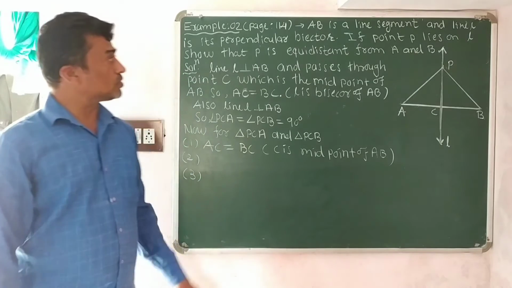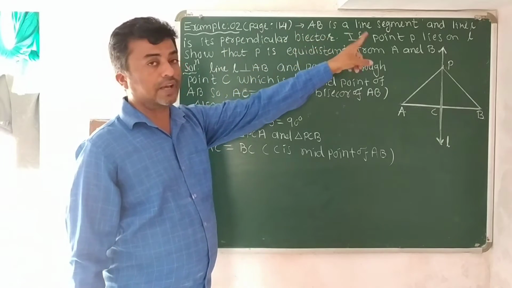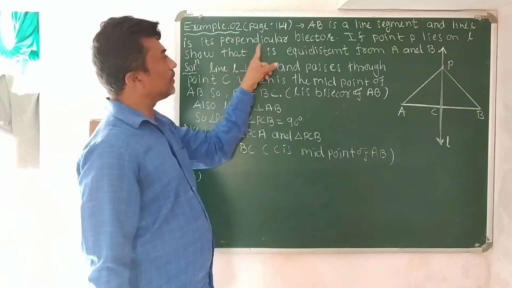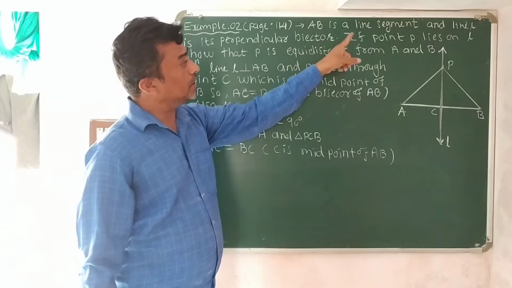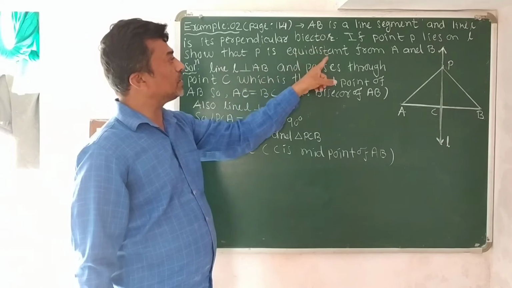So see, children, example number 2. AB is a line segment and line L is its perpendicular bisector. If point P lies on L, show that P is equidistant from A and B.